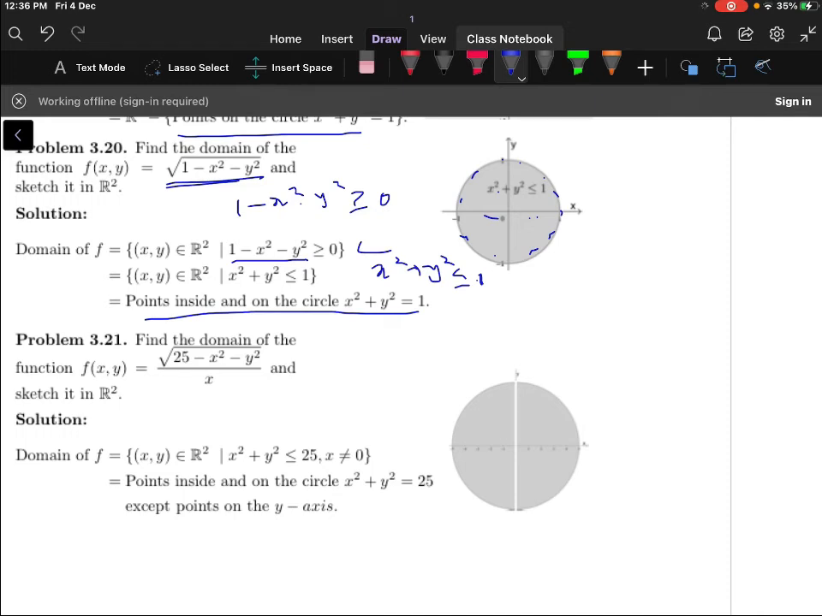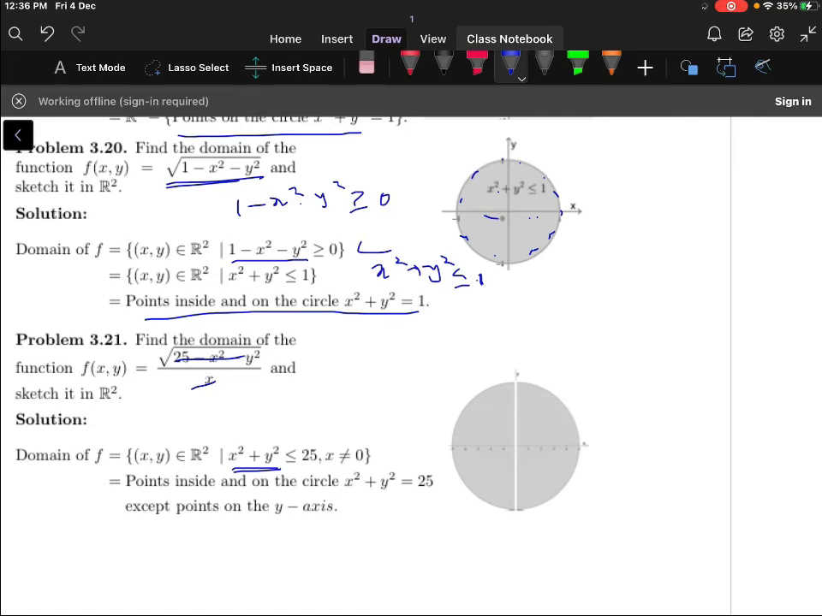Find the domain of the function f(x, y) = √(25 − x² − y²)/x, and you have to draw the domain of the function f here. This function is not defined if the expression under the root is negative, and the function is not defined if x is 0. Domain of f is the set of points in R² such that x² + y² ≤ 25 and x is not equal to 0.